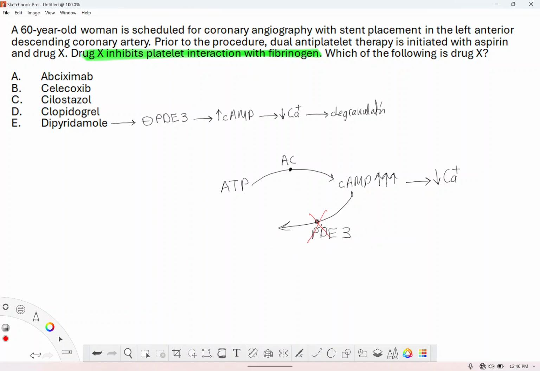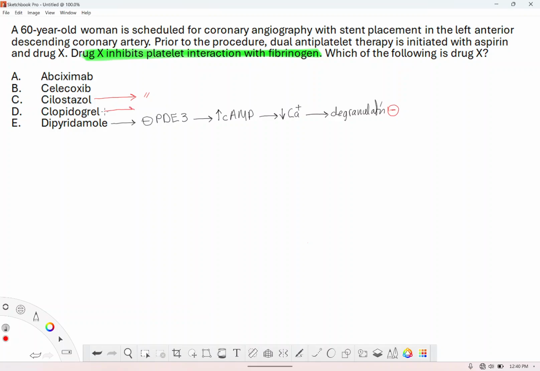Okay, so at the end of the day, remember that low calcium, low degranulation. If you don't degranulate, platelet cannot release its content, therefore thrombosis cannot occur. Okay. All right, so I'll put degranulation is inhibited. And this is the same thing as for cilostazol. I'll leave it the same. Okay, cilostazol is the same thing.